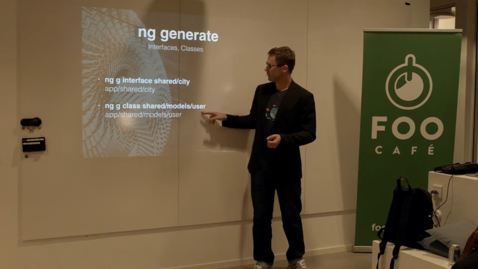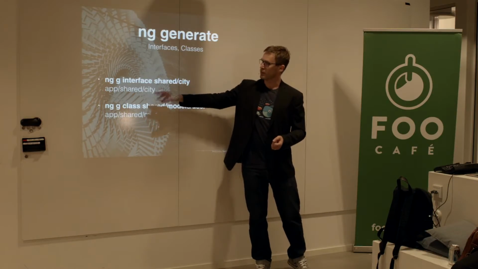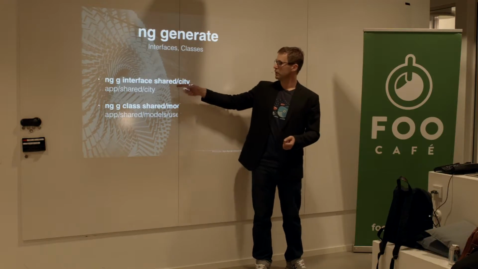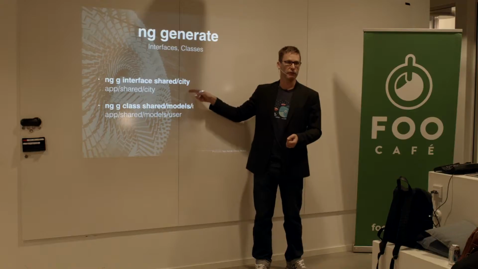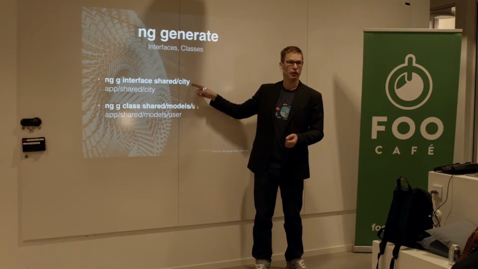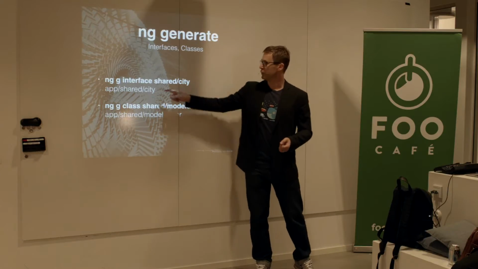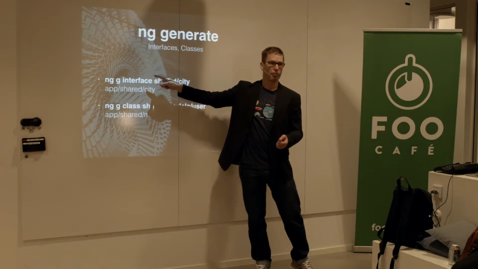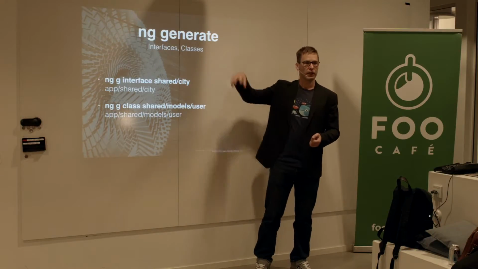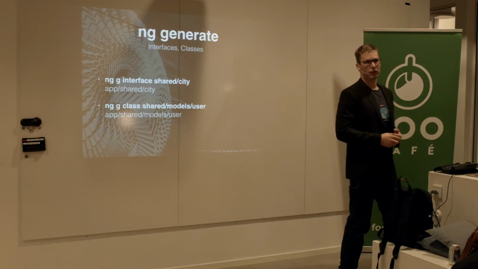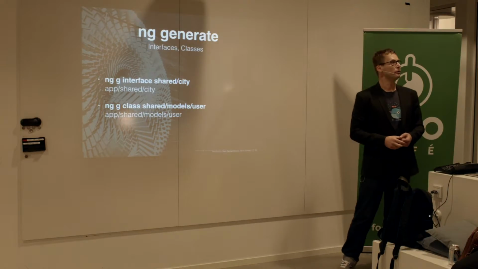And the same here. The difference between interfaces and classes compared to components is that these don't create a folder and put the code inside the folder. So it will just create city.ts or user.ts in that folder. But if you would do ng g component shared/city, it will be a folder, and inside that folder it would be a city component. And in our case, it would then import it into the shared module.